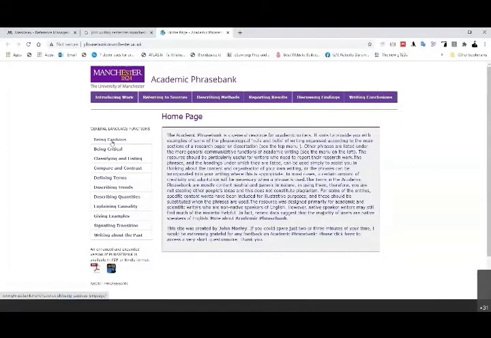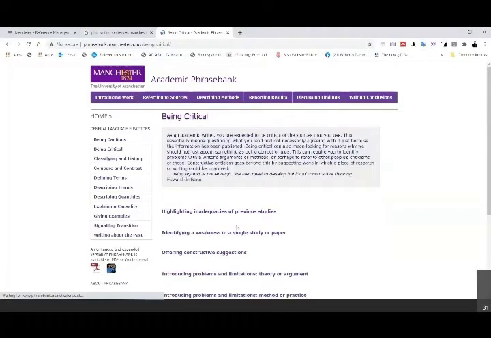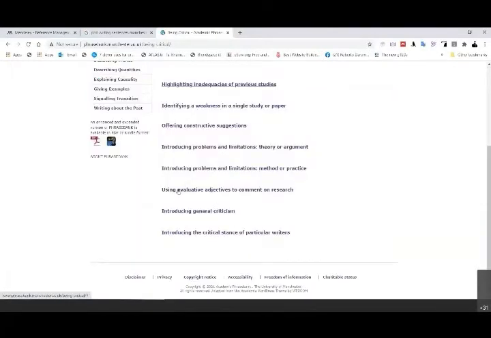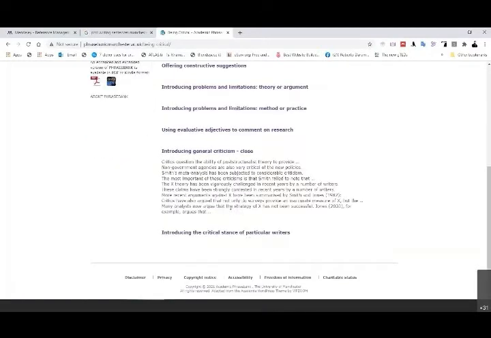Okay, then how to write the critical sentences. It will give some ways to introduce them. For example, these claims have been strongly contested in recent years by a number of writers. However, something like that. Then only you can see the flow of the writing. So for a literature review, you should have a flow of writing.